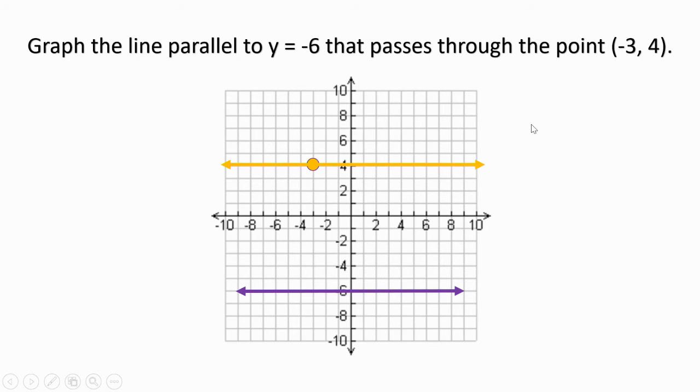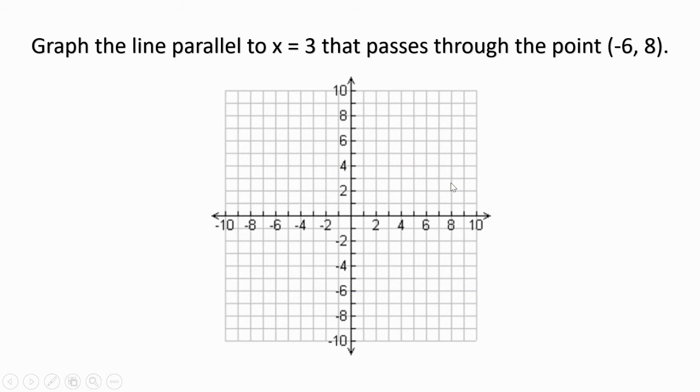So if I draw that line, can you write the equation of that line? It's going through which axis? The y-axis. Where? At 4. So that's y equals 4. This is going to be the equation, y equals 4.